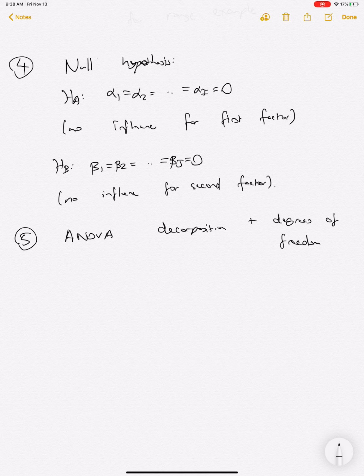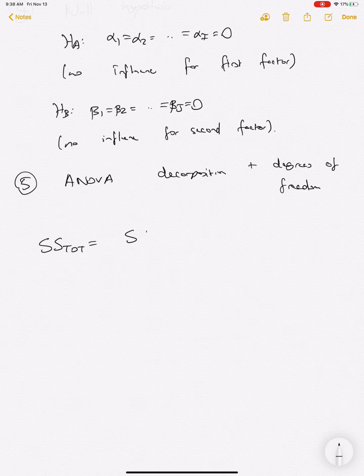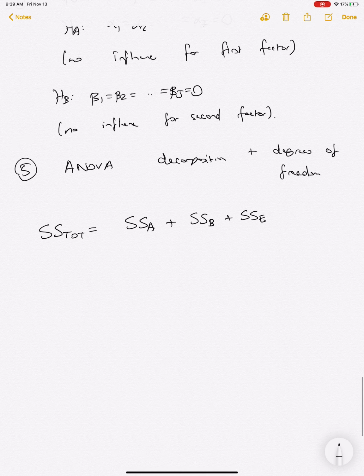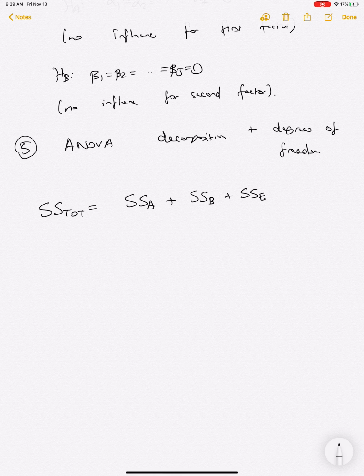So here I'm just going to write it out first and then define things. So SS total, and then you have the sum of squares due to the effect of A, the sum of squares due to the variability of B, and then we have this sum of squares error, and I'll define what all of those are shortly. So the SS tot, which is the overall sum of squares of everything, is quite similar to what we had in the one-way case. It's just the sum of Yij minus mu hat squared.